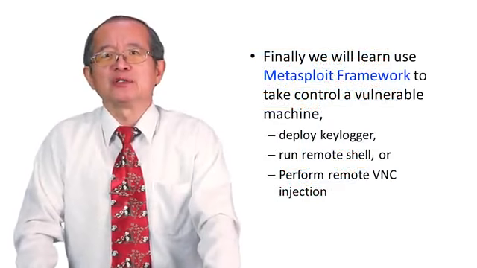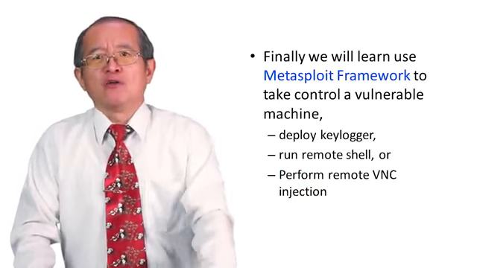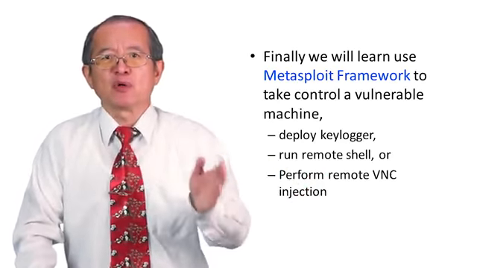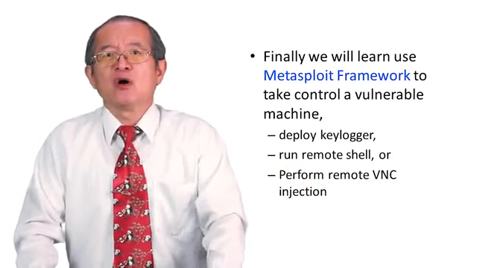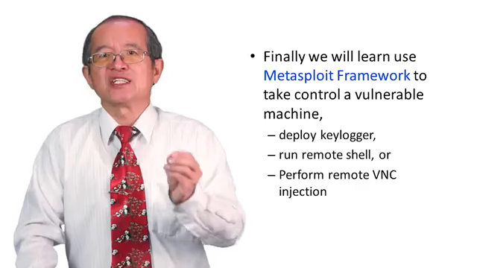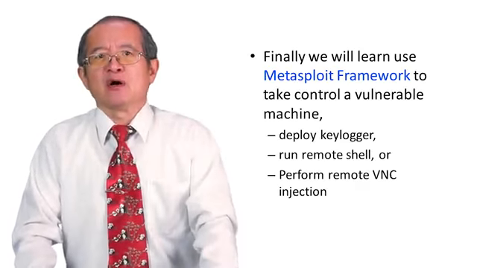Finally, we'll learn to use the Metasploit framework to take control of vulnerable machines and deploy a keylogger, run the remote shell, or perform remote VNC injection to see the same desktop on the victim.